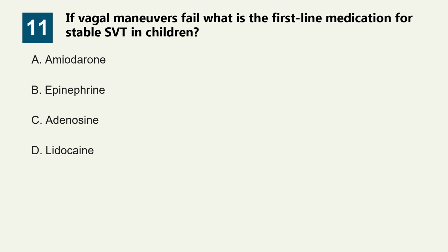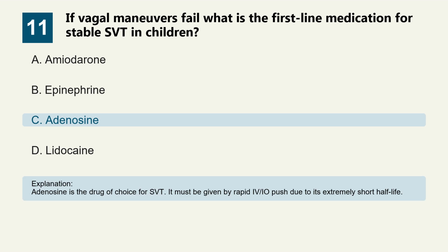Question 11. If vagal maneuvers fail, what is the first-line medication for stable SVT in children? Option A, amiodarone. Option B, epinephrine. Option C, adenosine. Option D, lidocaine. The correct answer is option C, adenosine. Adenosine is the drug of choice for SVT. It must be given by rapid IV/IO push due to its extremely short half-life.